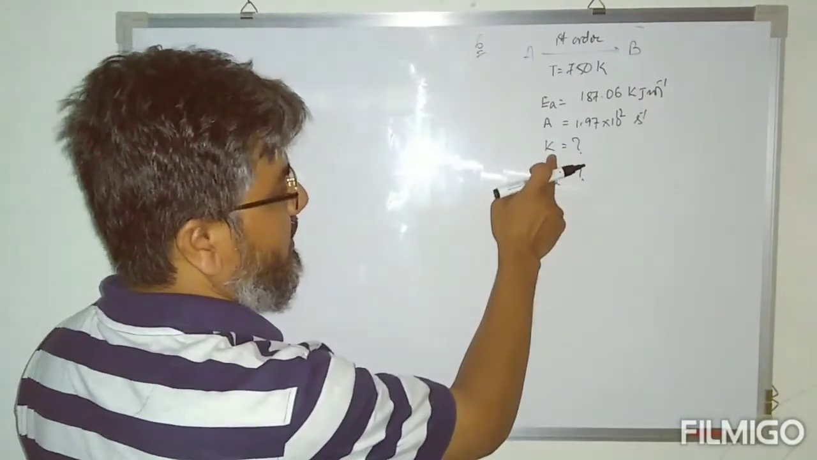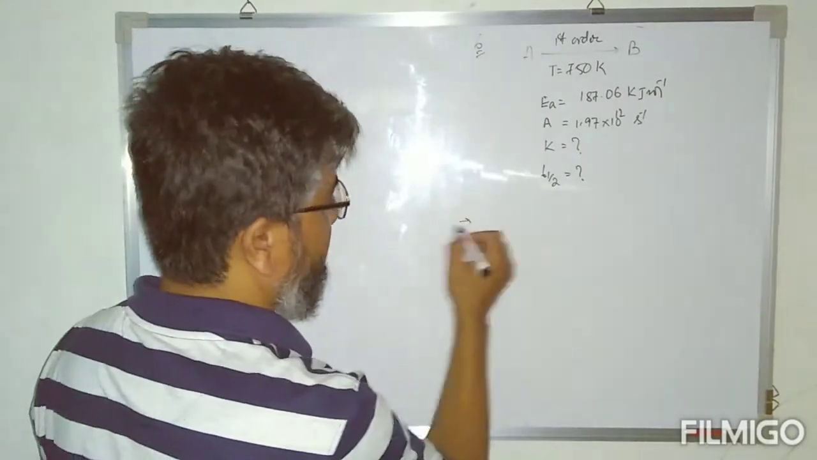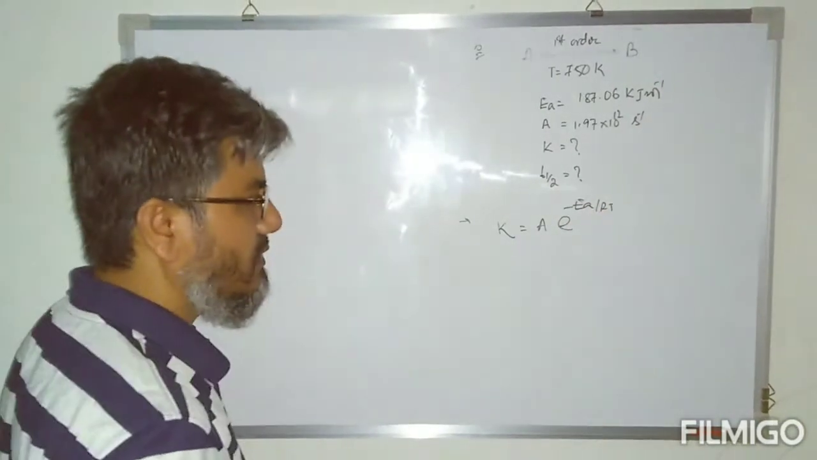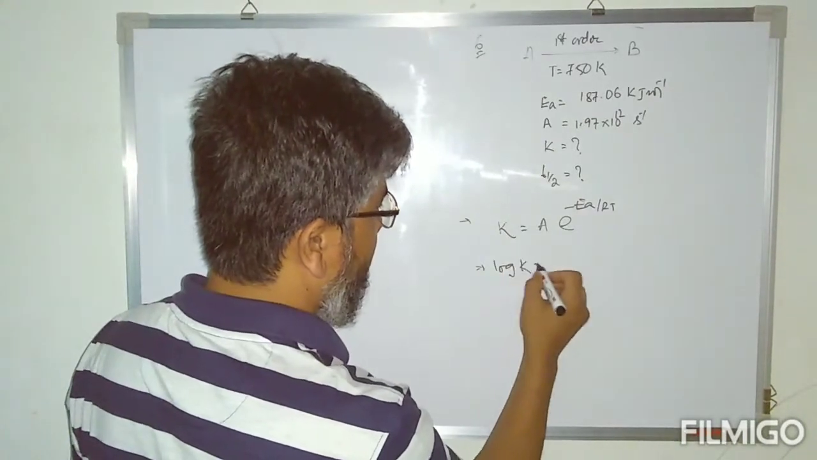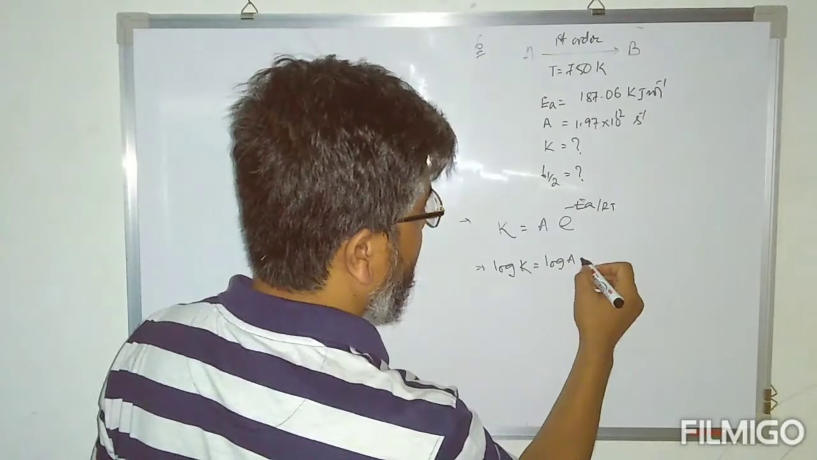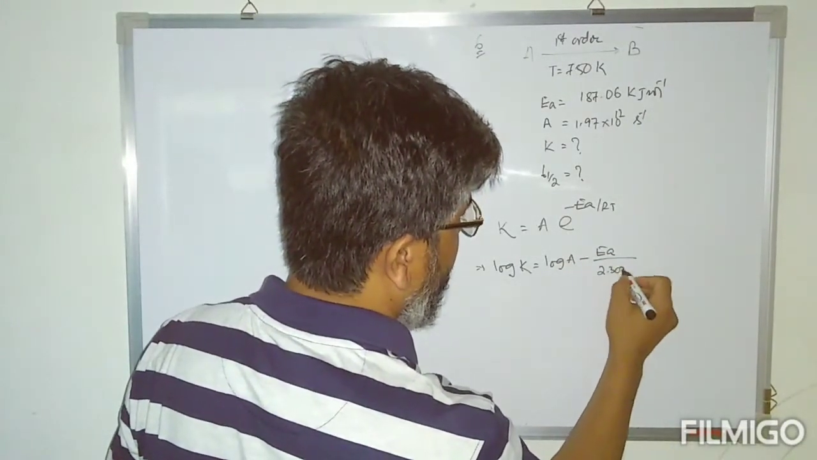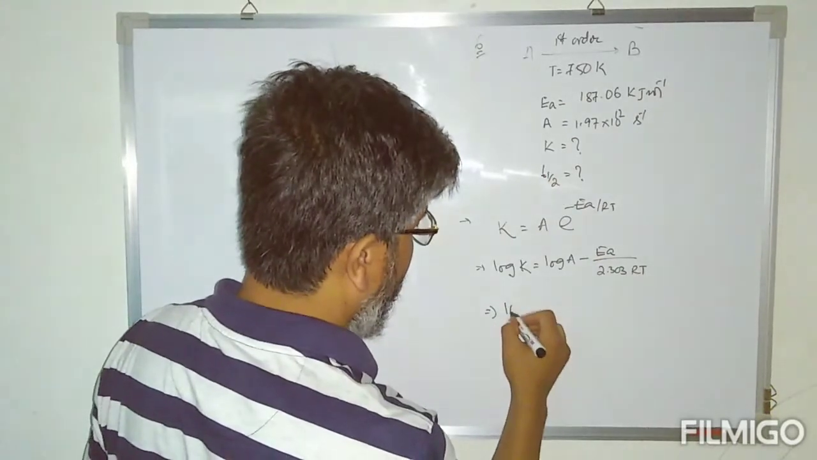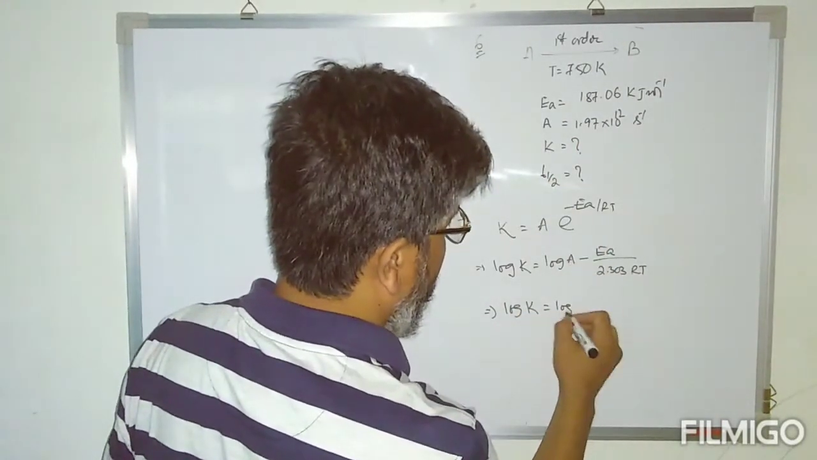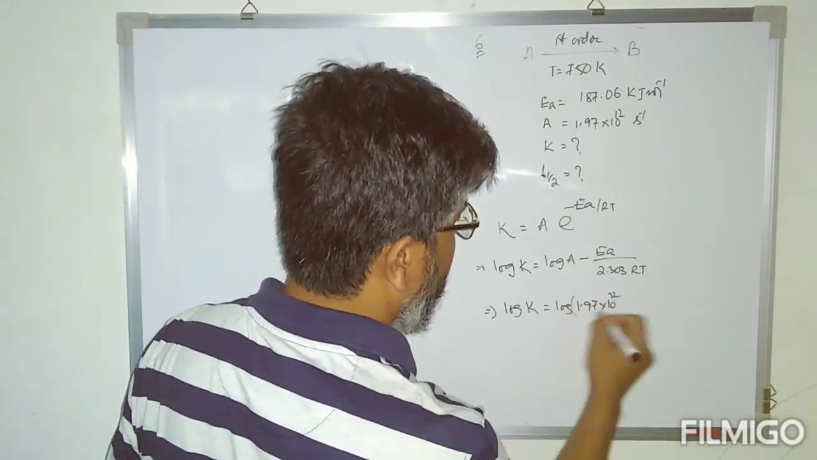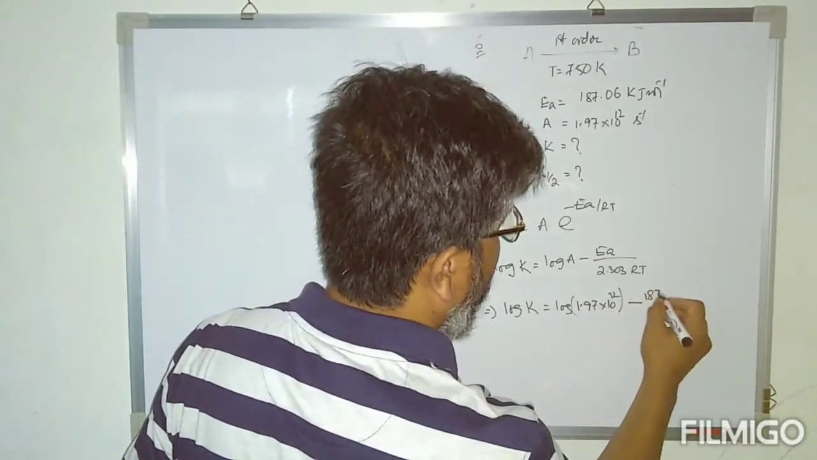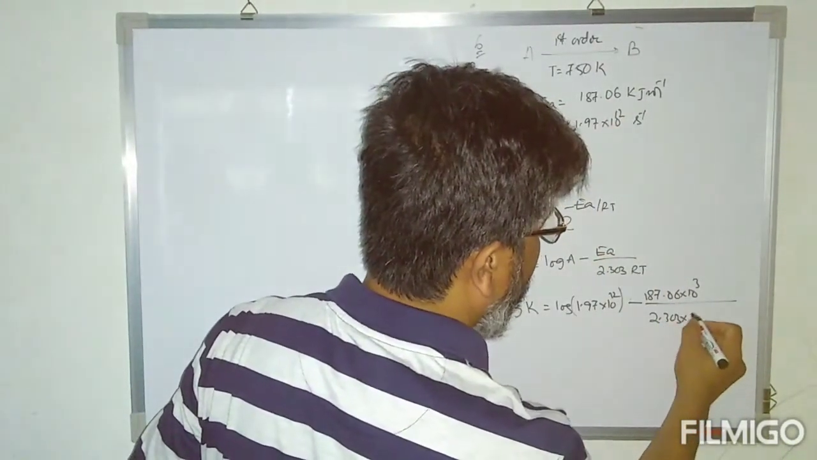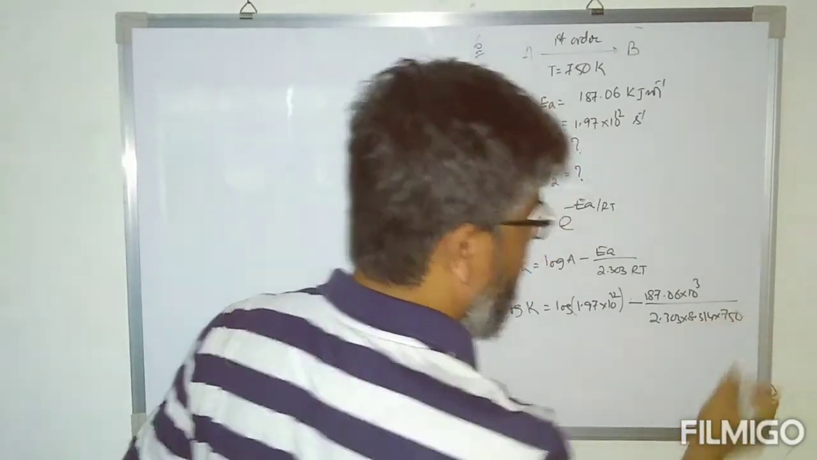The question says K is required, E and A are given, so we again use the Arrhenius equation, which says K equals A exponential minus EA by RT, or the logarithmic form says log K equals log A minus EA by 2.303 RT. So we have log K equals log of 1.97 into 10 to the power 12 minus E, 187.06 into 10 to the power 3 for kilo, divided by 2.303 times R, 8.314, times temperature, 750 Kelvin.